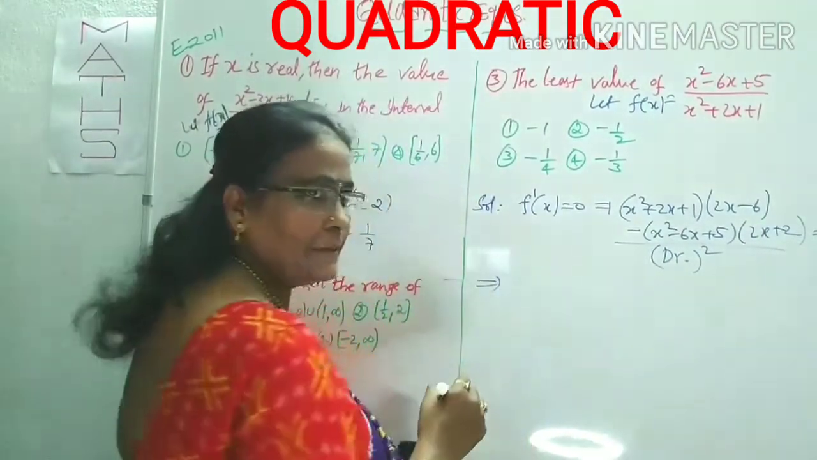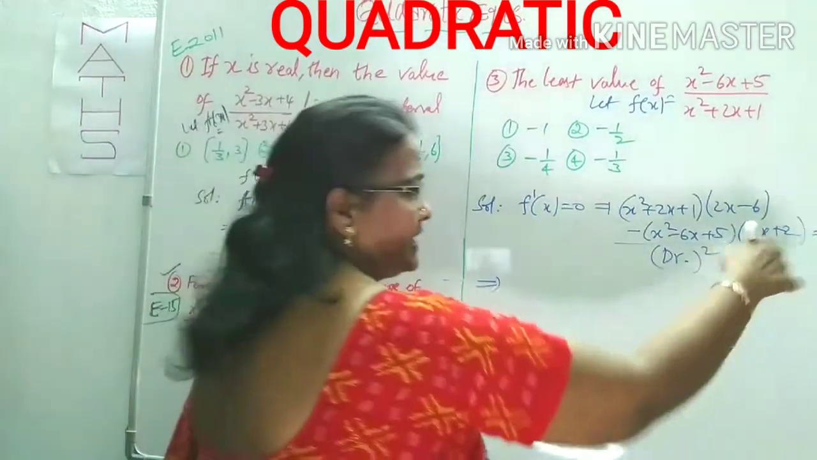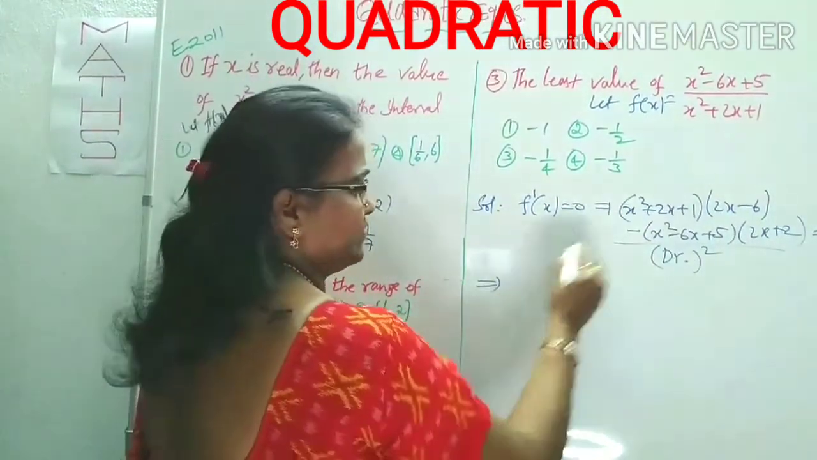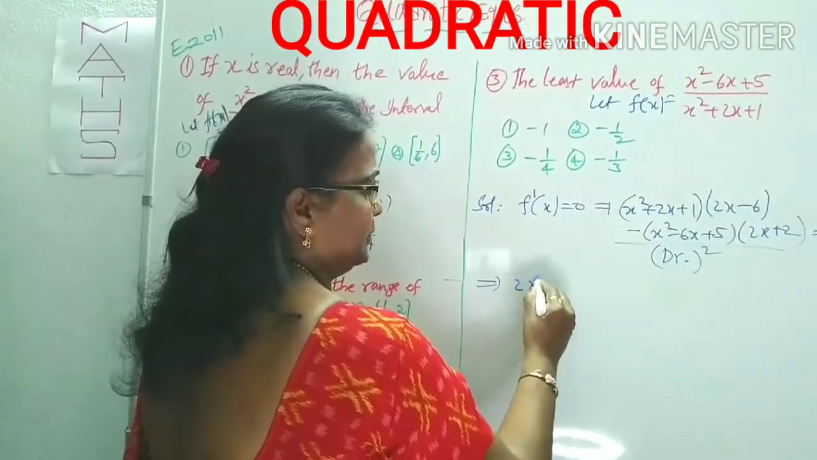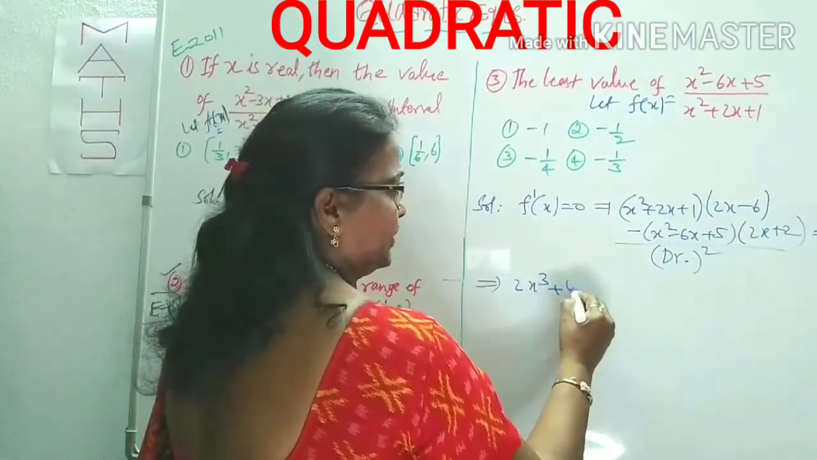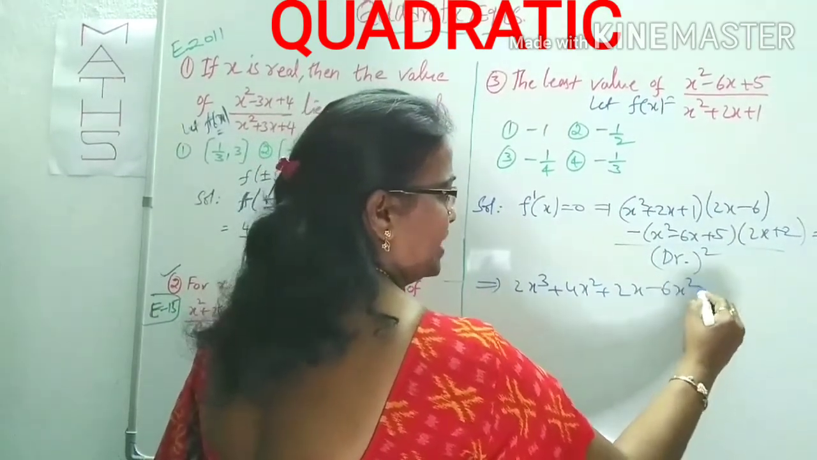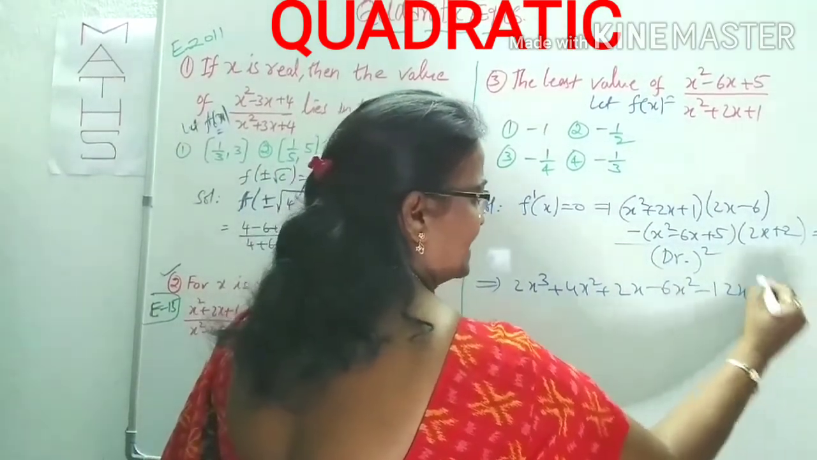Simplification we can do easily. Here the right side is already 0, so the denominator square drops out. Now we can simplify this one. x square times 2x gives 2x cube, plus 4x square, plus 2x, minus 6x square, minus 12x, minus 6, with these two.